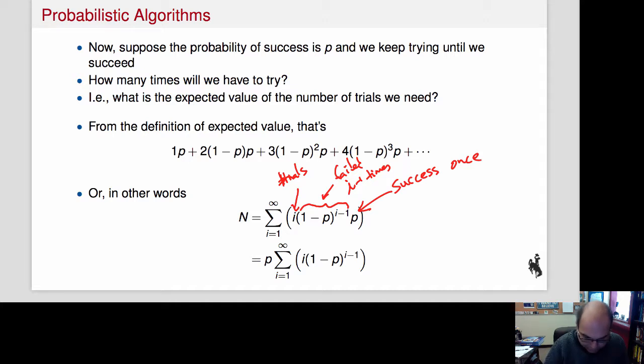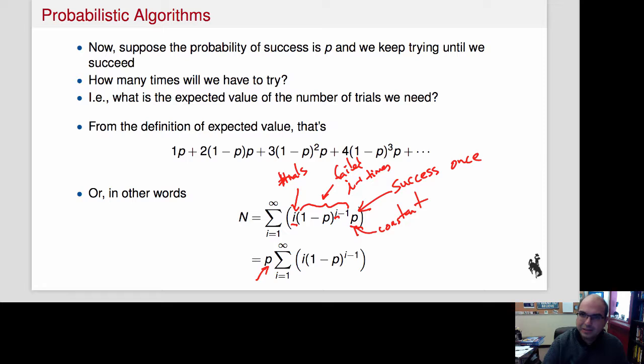Now, i is the only variable here, so this is a variable, that is a variable, that there is just a constant, right? So I'm going to pull it out, okay? And I have p times the sum from i equals 1 to infinity of i times 1 minus p raised to the i minus 1. How do I find that sum? Okay. Well, that's one of the reasons why it's so important to be able to find the answers to sums, because these things come up in practice.